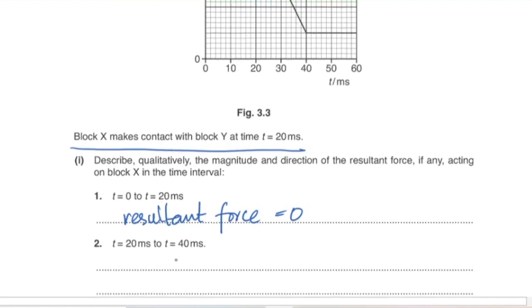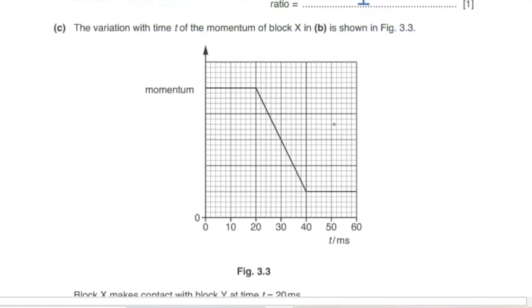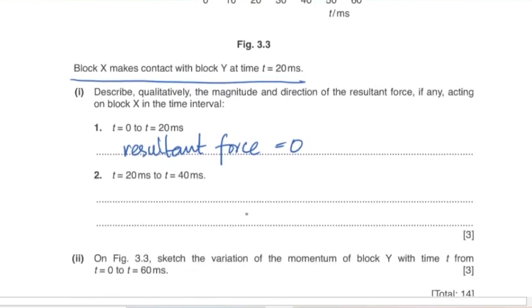From t equals 20 milliseconds to t equals 40 milliseconds, from here to here, a straight line with constant gradient basically tells you the resultant force, that is change in momentum divided by time taken, means there is a constant resultant force acting on block X. So, constant resultant force.